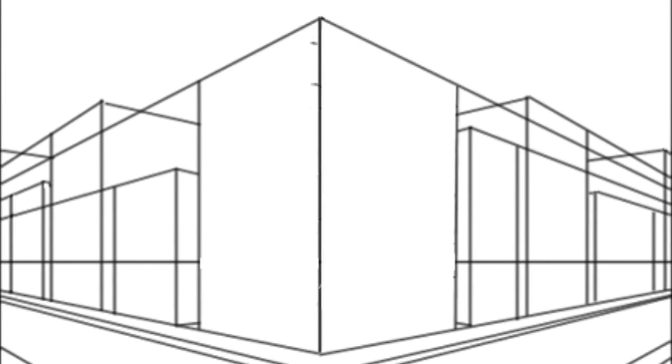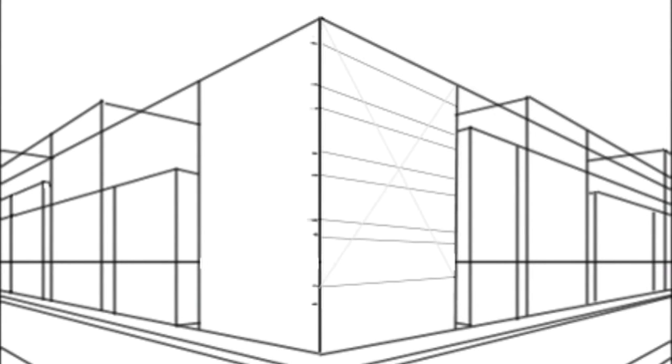Locate the edge of a building, take your ruler and measure the length of each window and the distance between them. On this one, I'll make it a brick building with very few windows. Now, draw very light lines from all the parallel lines to the correct vanishing points.